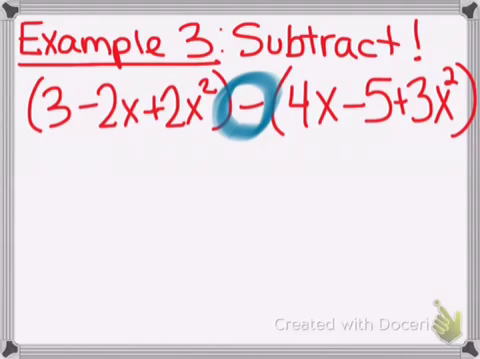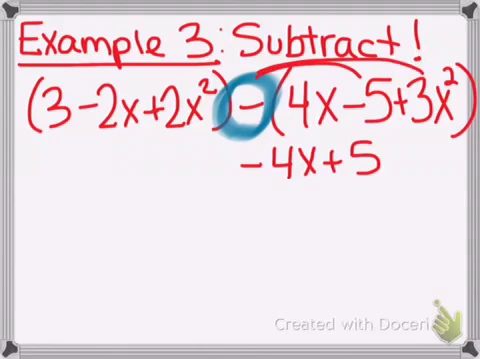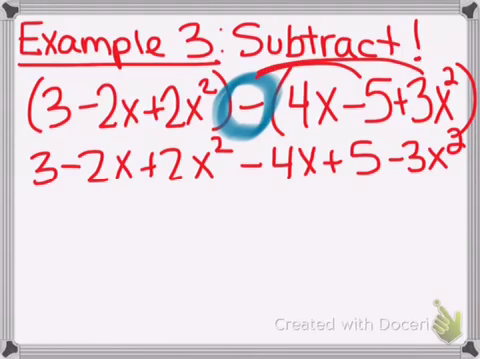Alright, so with subtraction, we are going to change the sign of all of the terms only in the second polynomial. So instead of writing positive 4x, I'm going to write negative 4x. Instead of writing negative 5, I'm going to write positive 5. Instead of writing positive 3x squared, I'm going to write negative 3x squared. And everything in the first polynomial stays the same. Now, this is a problem we're going to treat just like the first two examples of addition. We're going to look for like terms.